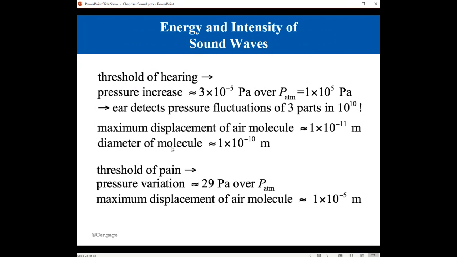This corresponds to maximum displacement of air molecules, if we estimate that, of 1 by 10 to the minus 11 meter. Remember that the diameter of a molecule is about 1 by 10 to the minus 10 meter. So it's of the order of magnitude of the size of the molecule. For the threshold of pain, it's 29 Pascal over the atmospheric pressure. This corresponds to maximum displacement of air molecules of 1 by 10 to the minus 5 meters.